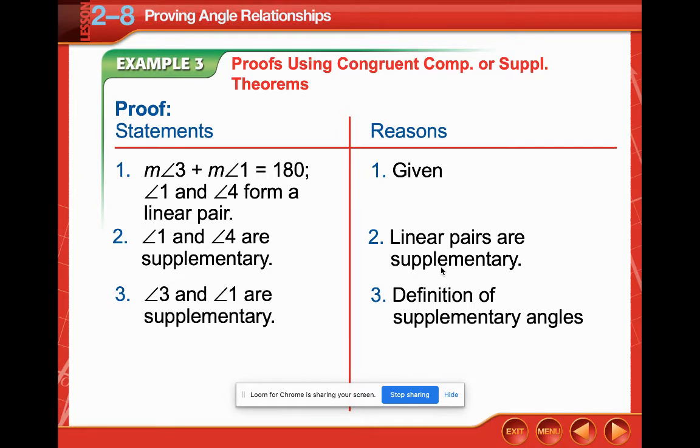So we're given the same stuff. 3 plus 1 is 180. 1 and 4 also 180. 1 and 4 are supplementary. 1 and 3 are supplementary. Therefore, angle 3 and angle 4 are congruent, right? Because angles supplementary to the same angle are congruent. Boom. Yes.